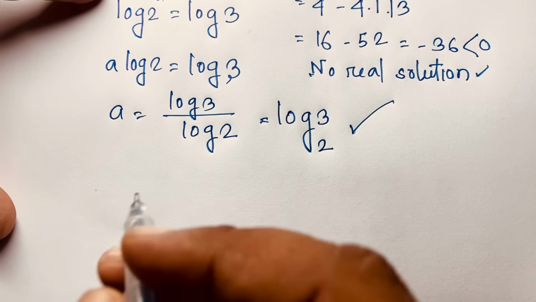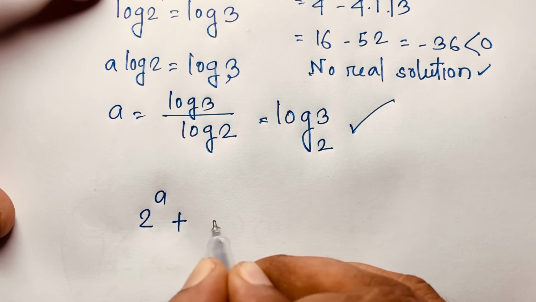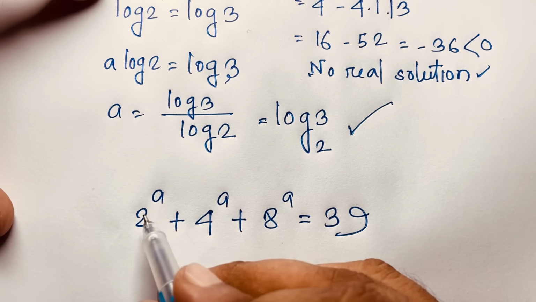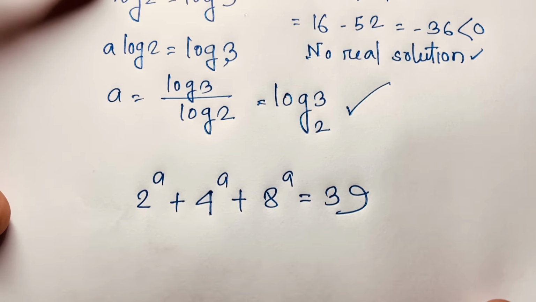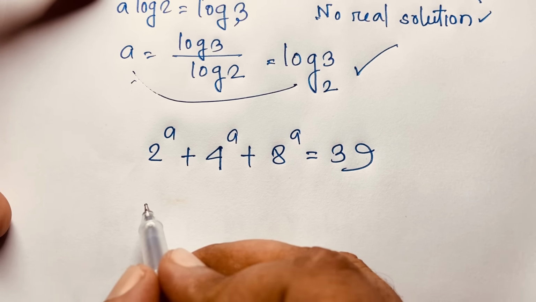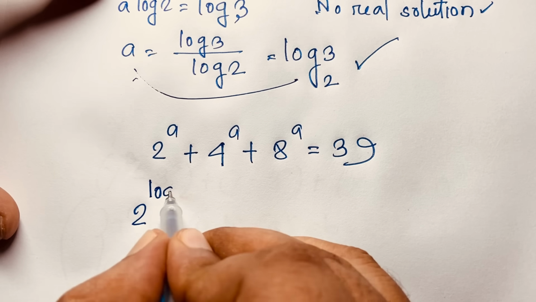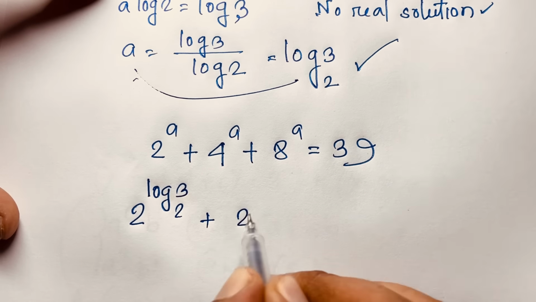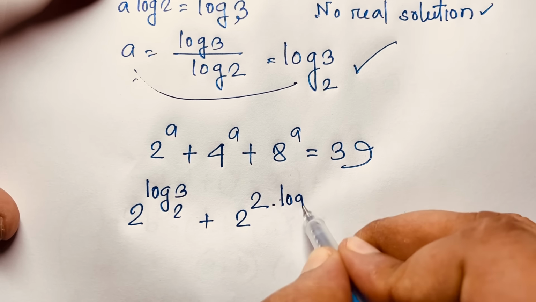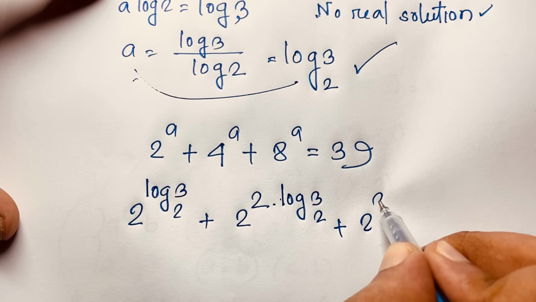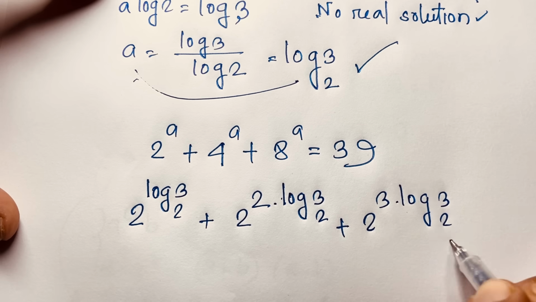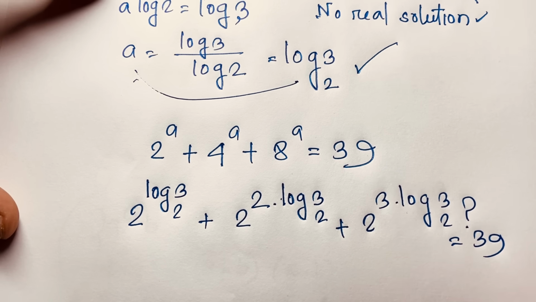Let's verify our question. It will be 2 to the power a plus 4 to the power a plus 8 to the power a is equal to 39. This is our question. This is left hand side and this is right hand side in this math problem. So let's verify. For a, it will be this. So you can say here 2 to the power a, it will be log 3 base 2, plus 2 to the power 2, 2 to the power 2 will be 4, but times a it will be log 3 base 2, plus 2 to the power 3, 2 to the power 3 will be 8, but a will be log 3 base 2, is equal to 39. So okay, it is interesting maths.